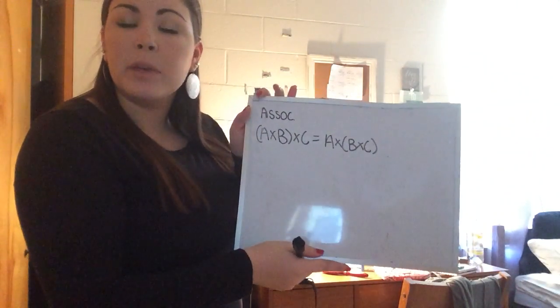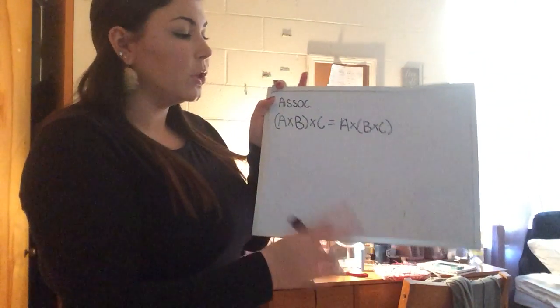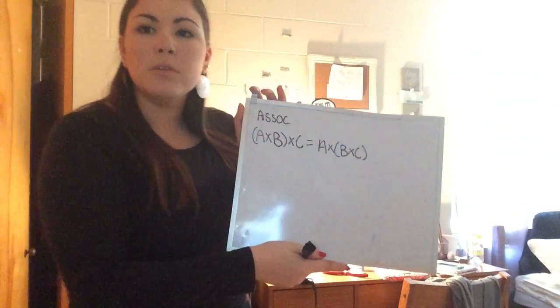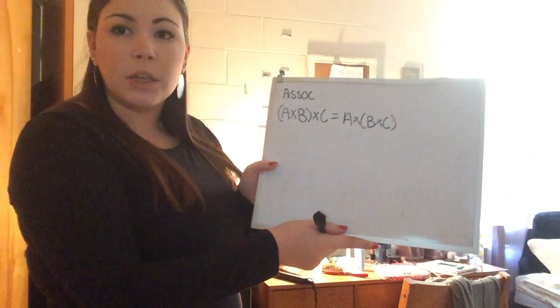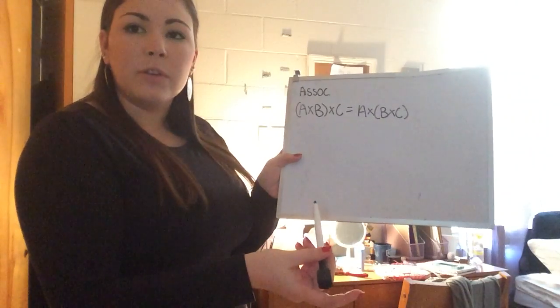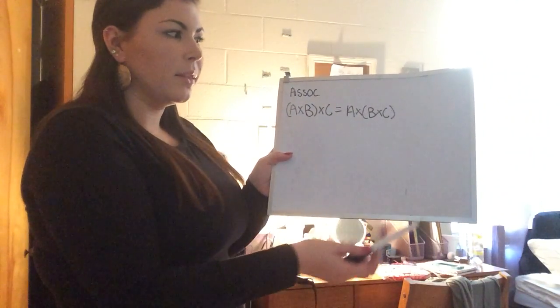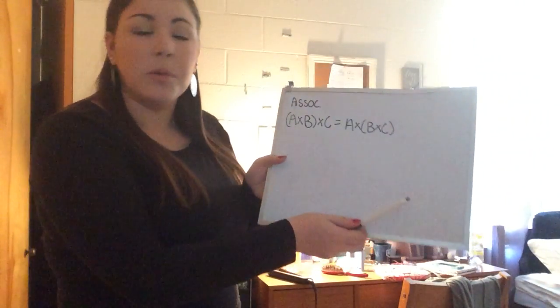So with the associative property, we do not change the order of the numbers, we just change the parentheses. And we do this to make multiplying easier because, as you know, in order of operations, we multiply the parentheses first. So you'll see that in the problem we're going to do.